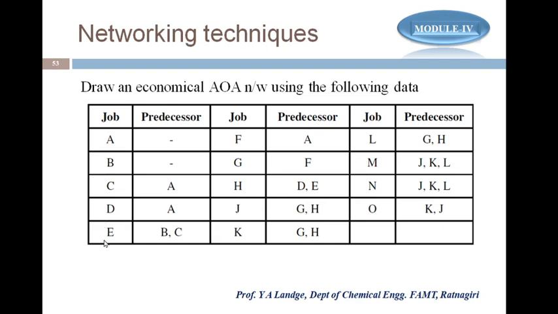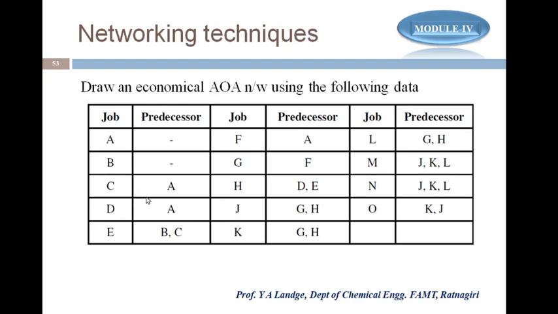Similarly, if you want to start activity E, then B and C should be completed. If they are completed, then only E starts. So for activity E, B and C are the predecessors. Likewise, we have different jobs, the activities of the job, with their predecessors. With the help of the jobs and the predecessors, we have to draw a network diagram. And here the question asks us to draw an AOA, activity on arrow, so we have to show these activities on the arrow.